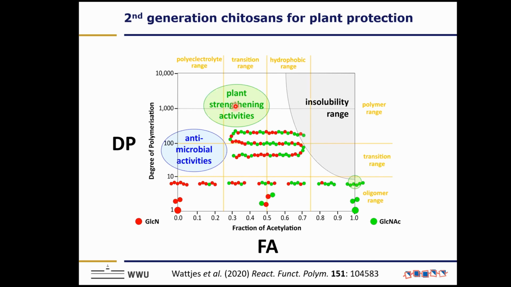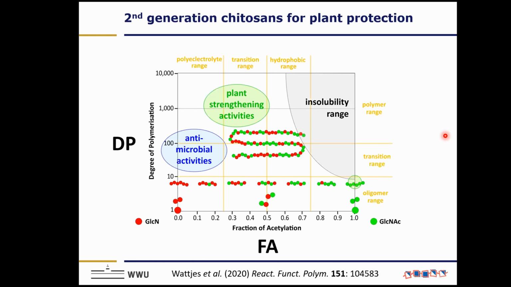So if we want to develop a chitosan that can protect plants from disease, we need a mixture of antimicrobial activities and plant strengthening activities. So these chitosans, which are well defined in terms of their degree of polymerization and their fraction of acetylation, are today called the second generation of chitosans, and they are now becoming available on the market on industrial scale, so that they are available for the development of applications. And this is why you can see increasingly chitosan-based applications, chitosan-based products on the market.